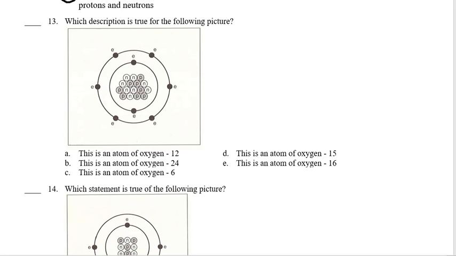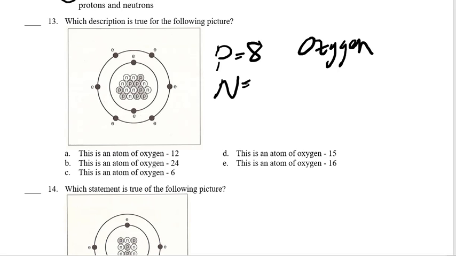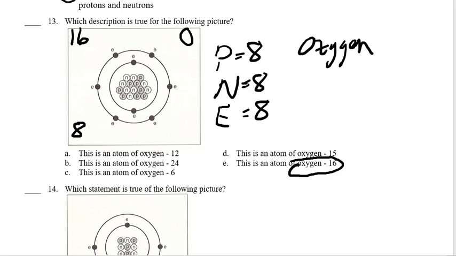Okay, which description is true for the following picture? Okay, well, I've got to carefully count the protons here. 1, 2, 3, 4, 5, 6, 7, 8 protons. So that tells me we're talking oxygen, because it's 8 protons. 1, 2, 3, 4, 5, 6, 7, 8. So I'm talking 8 neutrons. 1, 2, 3, 4, 5, 6, 7, 8. In fact, we have 8 electrons. So this is a neutral atom. Its mass is 16. Its atomic number is 8. We're talking oxygen. And so this must be oxygen 16 because the sum of the protons and the neutrons is 16.